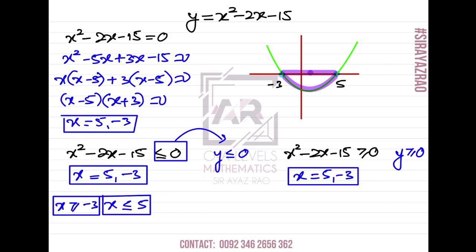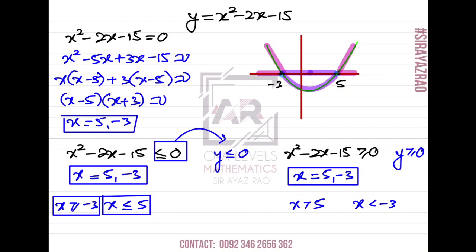So I got the values of x, which are 5 and minus 3. Now we are going to judge at what x values y is greater than 0. So this is the portion where y is greater than 0. So at what x values? X is greater than 5, x is less than minus 3. X is greater than the larger value, x is less than the smaller value.